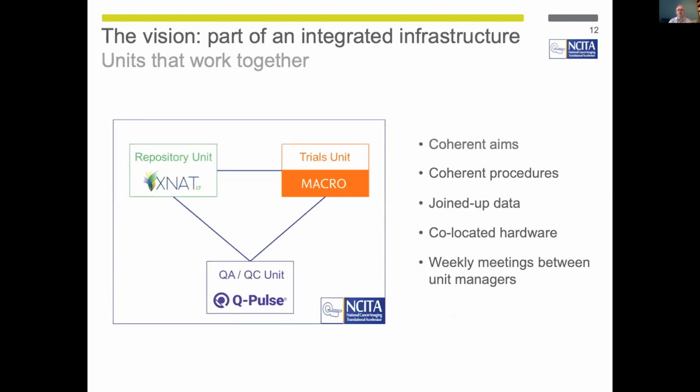And the last thing I want to say about our vision is the thing that makes NCITA as a whole unique. This effort is going to be successful because of the tight infrastructure integration between the three different pillars of NCITA: the trials unit, the QA/QC unit, and the repository. We've got coherent aims, coherent procedures, our data will be joined up, our hardware is going to be co-located, and we have weekly meetings between the unit managers to ensure that trials are joined up.